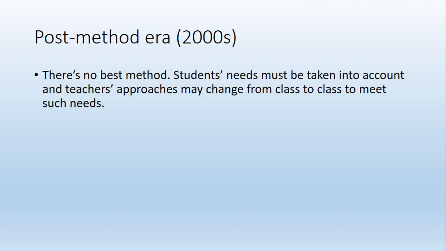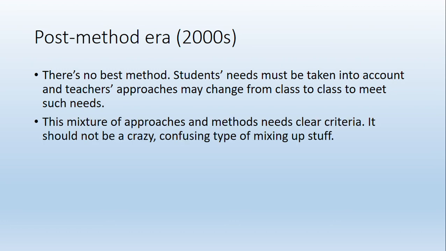Some people need translation to learn something, to learn vocabulary, for example. So students' needs must be taken into account, and teachers' approaches may change from class to class to meet such needs. So if you change your approach, it's a kind of mixture of approaches. But this mixture of approaches and methods needs clear criteria. It should not be a crazy, confusing type of mixing up. So you have to know what you're doing.